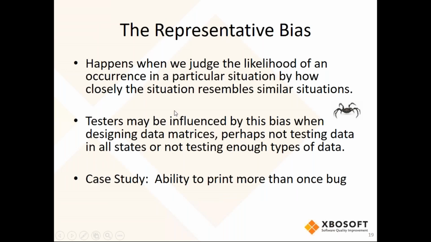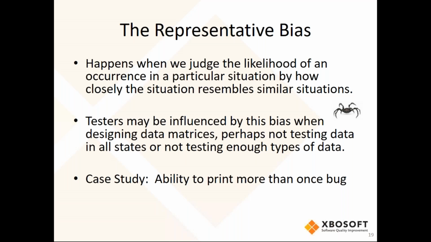So then let's look at some of the biases. Kahneman and Tversky identified over 100 biases, but there are a few that I particularly think apply most to testing, and these are the ones that we're going to have a look at now. The representative bias. This is something that happens when we judge the likelihood of an occurrence in a particular situation by how closely it resembles similar situations. The old, well, this is the way we've always done it, right?